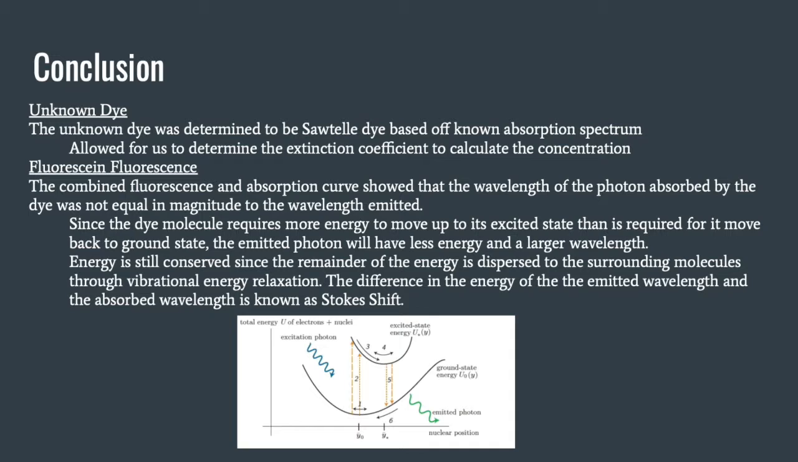For our fluorescein, looking at the absorption and emission graphs, the magnitude of the wavelength emitted is less than the magnitude of the wavelength absorbed. This difference is known as Stokes shift. Since the dye has to move up to an excited energy state, it will require more energy. The excess energy dispersed is due to vibrational energy relaxation.